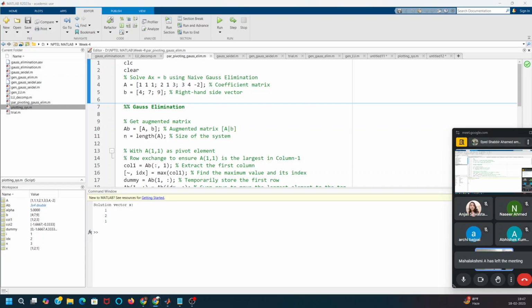This is how we do the partial pivoting to enhance the computational efficiency of our Gauss elimination method.